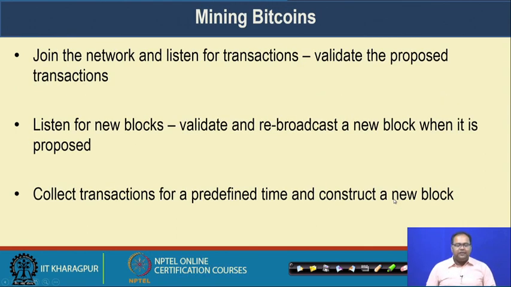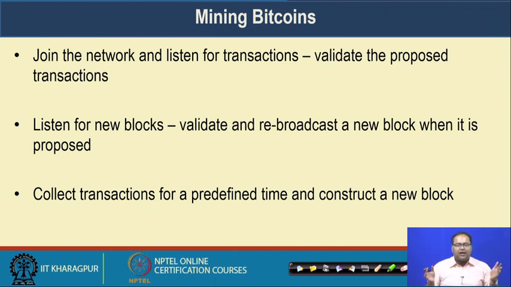So, that way the entire blockchain gets propagated in the network. This Bitcoin mining procedure has 6 different steps. The first step is that if you want to be a miner, you have to join the Bitcoin network and listen for the transactions, then validate the proposed transactions which are coming from the client. The next step is to listen for the new blocks, validate those new blocks and rebroadcast a new block when it is proposed. So, if you are getting a new block from one of your peers, then you validate that new block and rebroadcast it in the network.